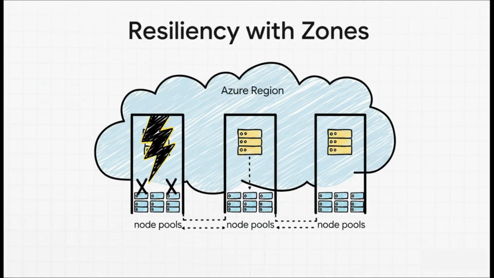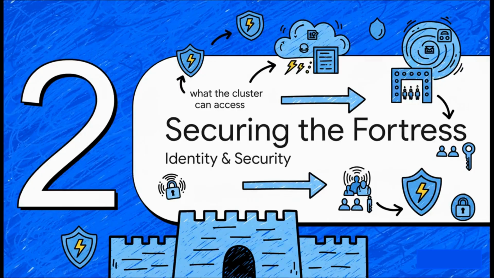By spreading your AKS node pools across multiple, physically separate availability zones within an Azure region, you're building in some serious resilience. We're talking separate buildings with their own power, their own cooling, the whole shebang. So if one zone goes down, your cluster and your apps running in the other zones just keep right on chugging along. Okay, our cluster is resilient, which is great. Now let's make it secure.